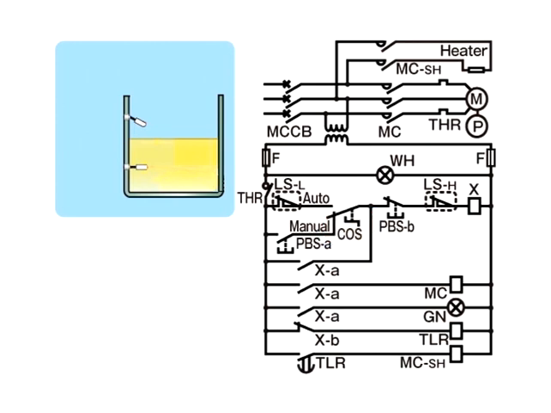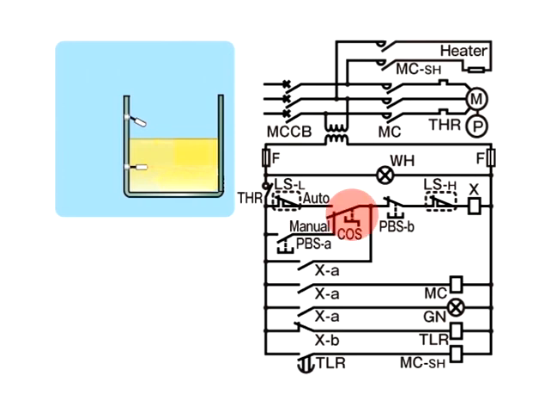This is because with XA turned on, current begins to flow from XA to PBSB, LSH and to X, enabling X to remain excited even if you take your finger off PBSA. By repeating this operation, the level in the tank is controlled within the preset parameters.